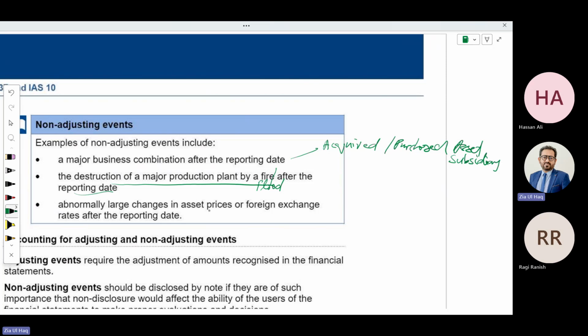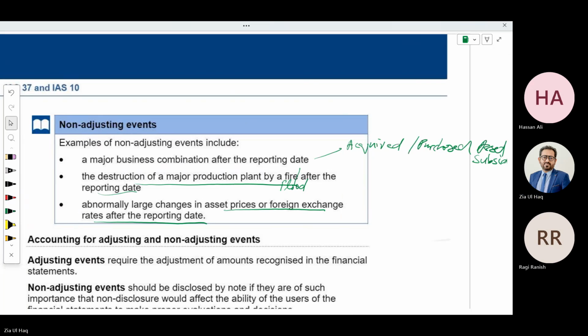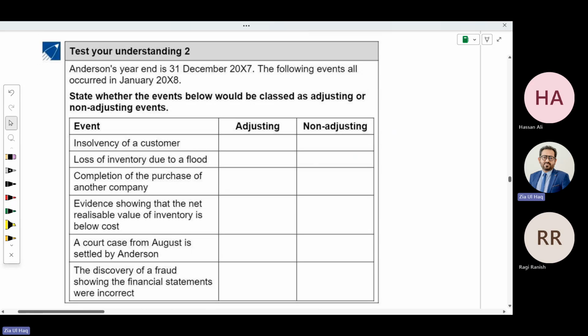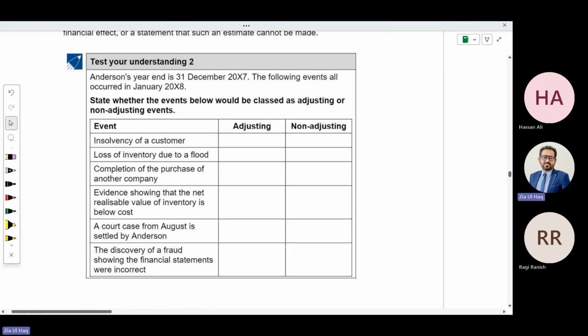Abnormally large changes in asset prices or foreign exchange rate after the reporting date. Mean due to foreign exchange rate, if there are changes in prices of any asset that will affect our future business, we need to provide a disclosure. So adjusting events we need to adjust, non-adjusting events we need to disclose.